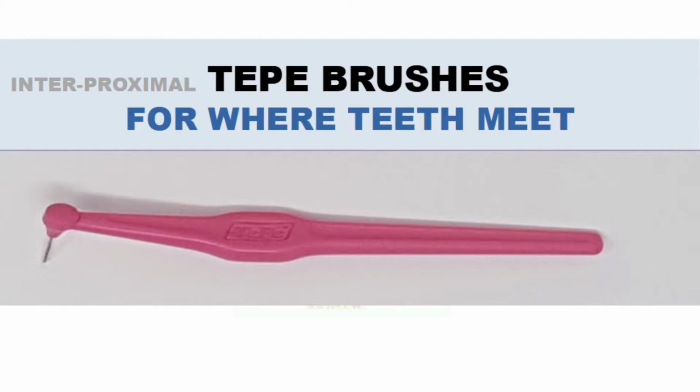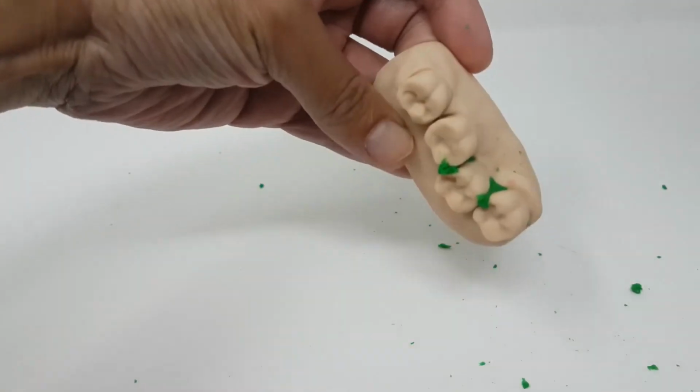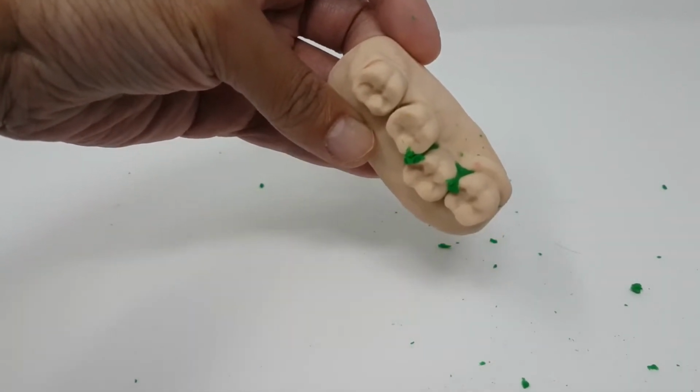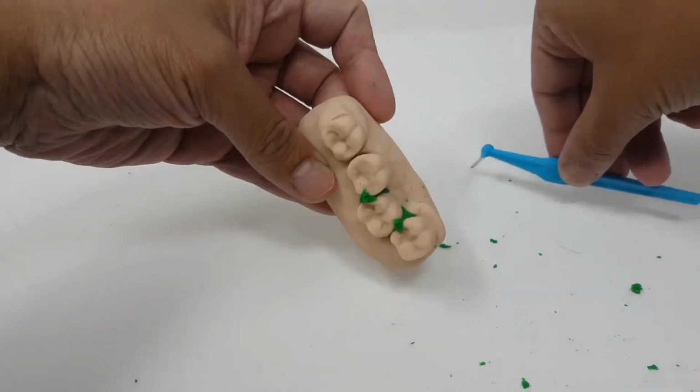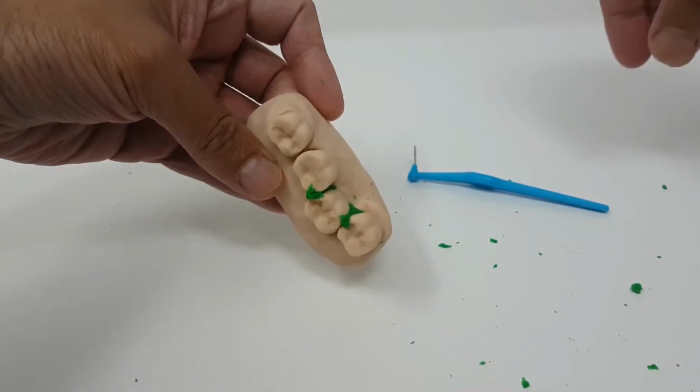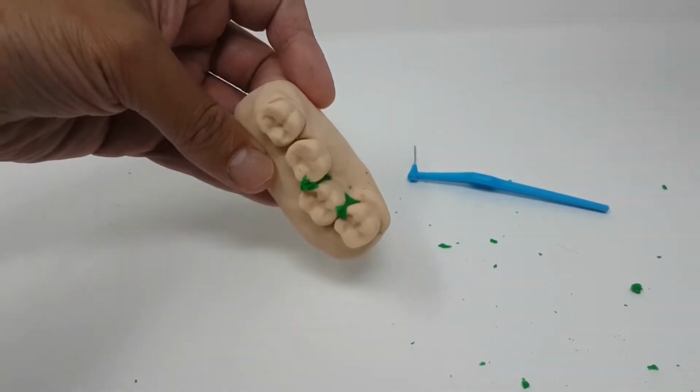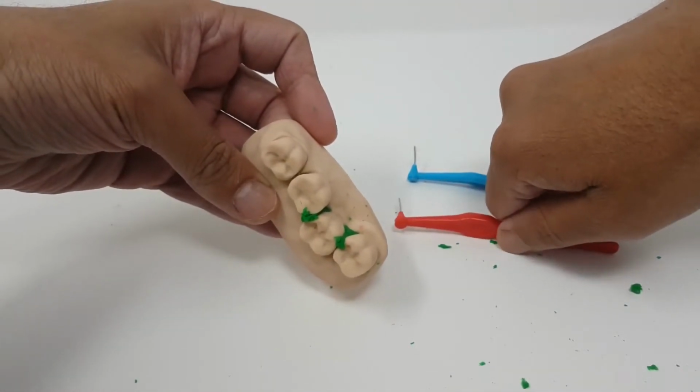TEPE brushes are used to clean in between teeth with large gaps. If the gaps are too small, then use floss. So the interproximal brushes are these, and they come in different sizes.